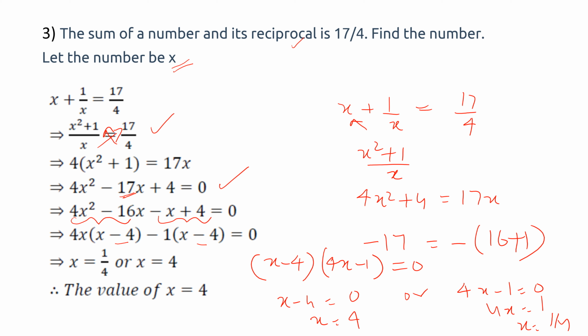1 by 4 plus 4 is 17 by 4. And if you take 4, what is the reciprocal of 4? 1 by 4. So 4 plus 1 by 4 is equal to 17 by 4. So we can write x is equal to 4 or x is equal to 1 by 4.